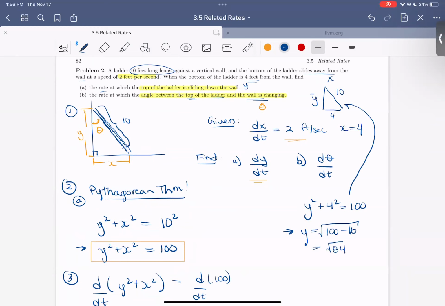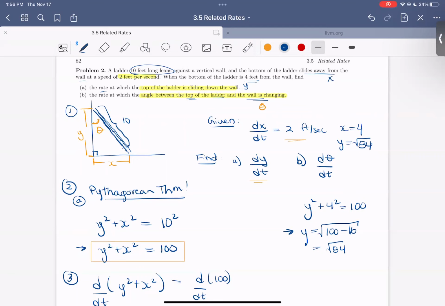We only care about the situation when x is 4. In this situation the ladder falls, so the x value does change, but we want to know about the changes of the other quantities at a certain moment of time when the ladder is 4 feet from the wall. So let's add to this given information: x equals 4, and we also know from the work we just did that y is equal to the square root of 84.